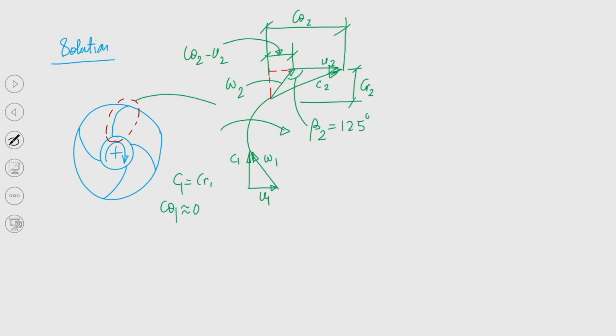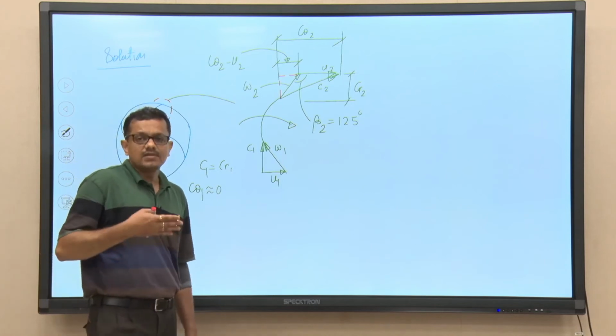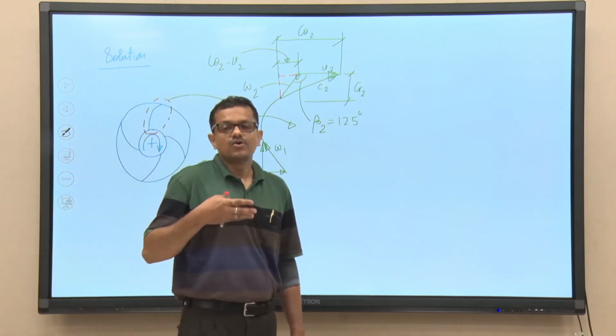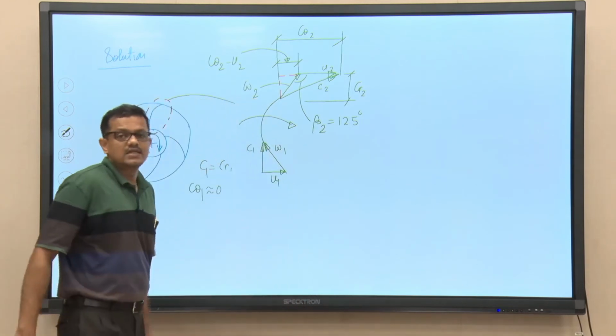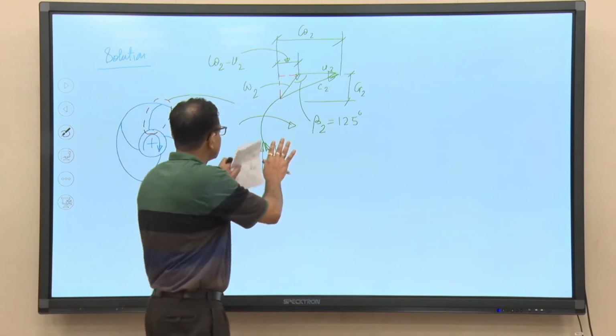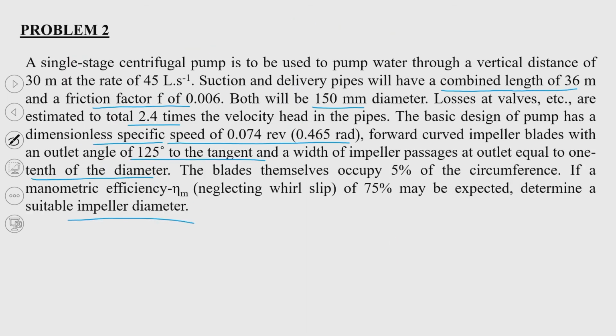Once we have drawn the velocity triangles, it becomes very easy to proceed with the problem and finally obtain the desired quantities. So, this is the picture. If you can draw the velocity triangles correctly, it will help you solve the problem without any difficulty. Now you can see what we need to calculate: the impeller diameter, but we have to go systematically.